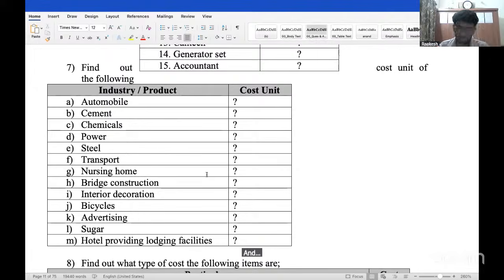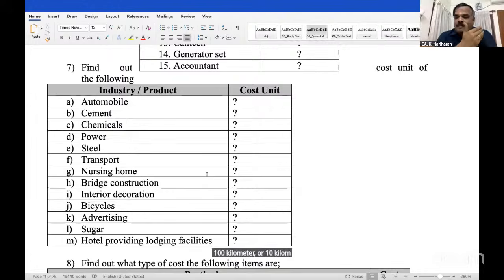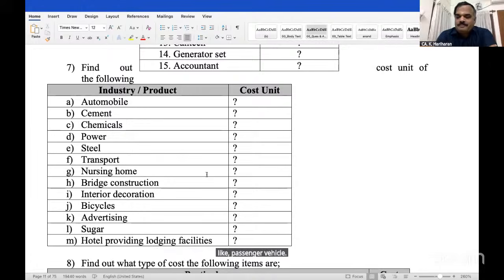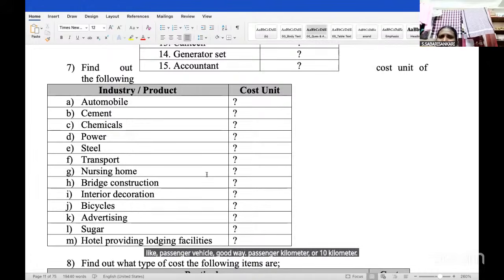Transport: number of kilometers. For passenger vehicles like a bus, passenger kilometer. For goods vehicles like a lorry, ton kilometer.